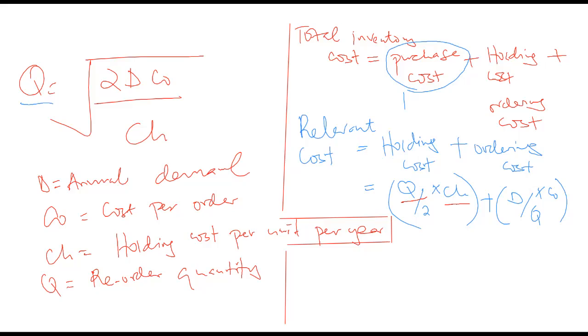Then, how many orders do you make per year? It is the annual demand, how many items you need per year, divided by how many items you buy per order. For example, if in a year you need 12,000 items and you buy 1,000 per order, then in a year you order 12 times. Here, this is the annual demand D, and this is the Q. So we have D divided by Q, times the cost per order. Clear?